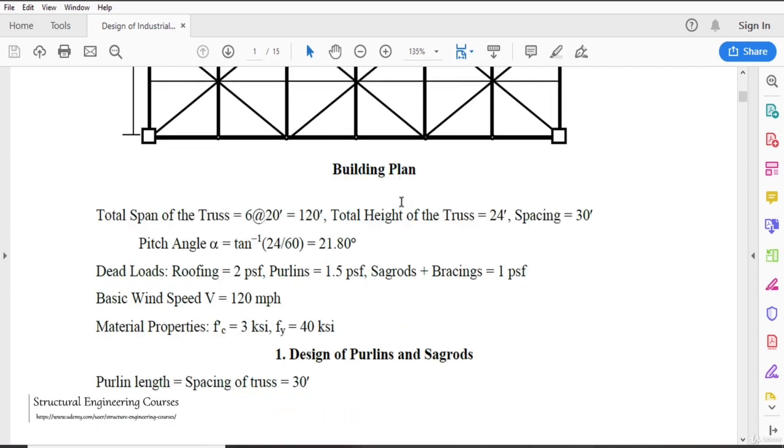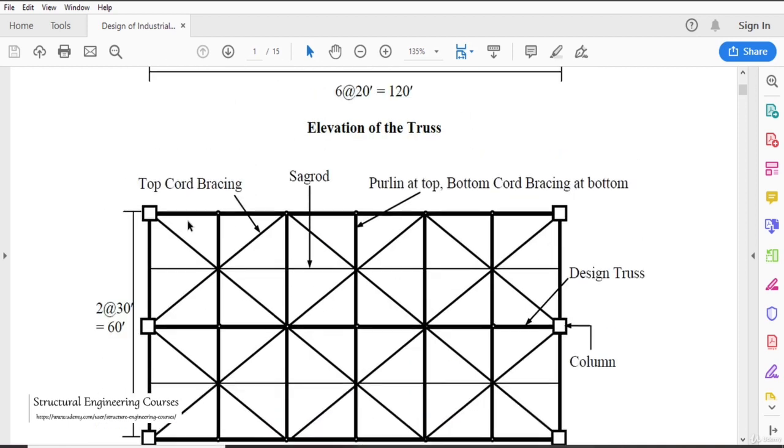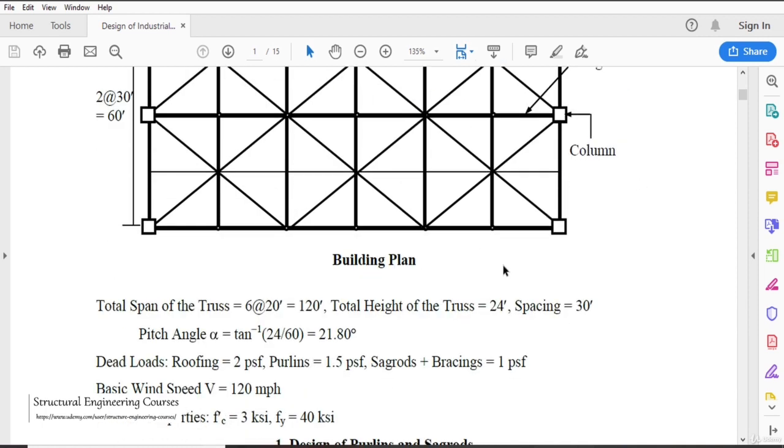So now the total span of the truss is approximately 120 foot, total height is 24 foot, and the spacing, from this point to this point, is 30 foot, that is approximately equal to 9 meters. Pitch angle is a very important concept that you need to understand if you want to be conversant with PEB design, pre-engineered building designs, or truss design.